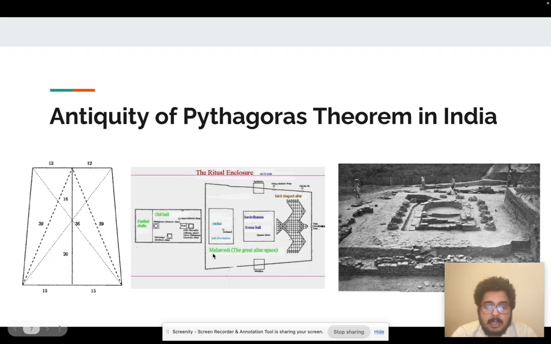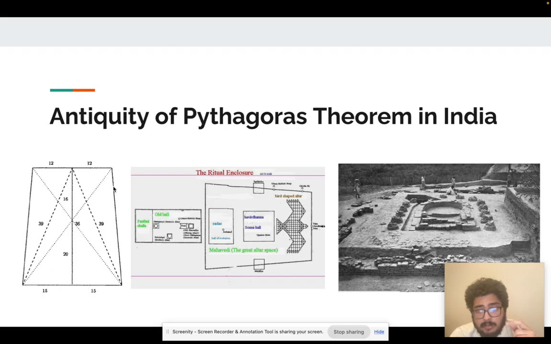Also, see that this idea of the Mahavedi or the Pythagorean triplets, these fire altars, are also found in the Indus Valley civilization, the Sindhu Saraswati civilization. This is a picture of one of those fire altars. So the Indus Valley civilization also had the idea of constructing such fire altars. Now, the ratio in which this Mahavedi is constructed is 12 is to 15, that is 4 is to 5.